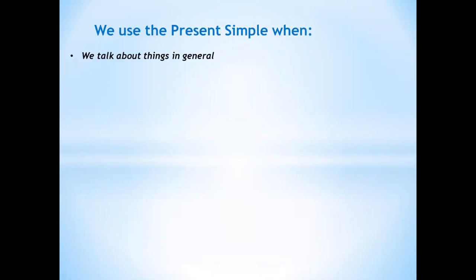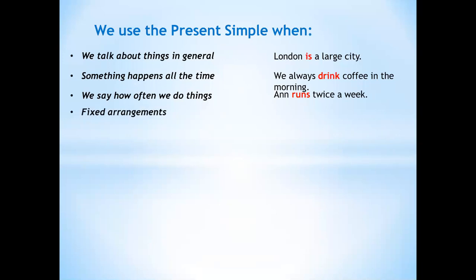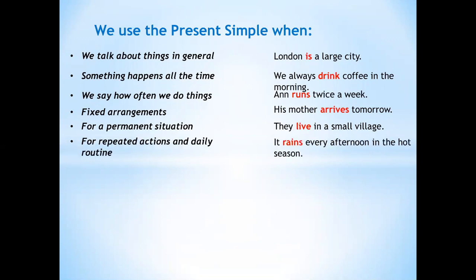We use present simple when we are talking about general things, for example, London is a large city. Something that happens all the time, for example, we always drink coffee in the morning. We say how often we do things: he runs twice a week. For fixed arrangements: his mother arrives tomorrow. For a permanent situation: they live in a small village. For repeated actions and daily routine: it rains every afternoon in the hot season.